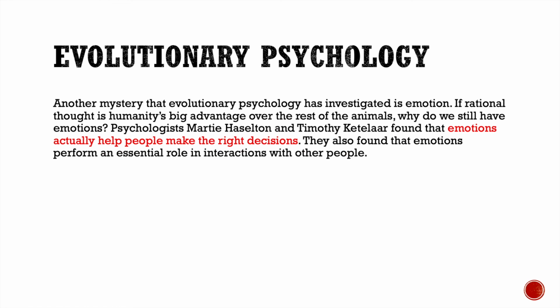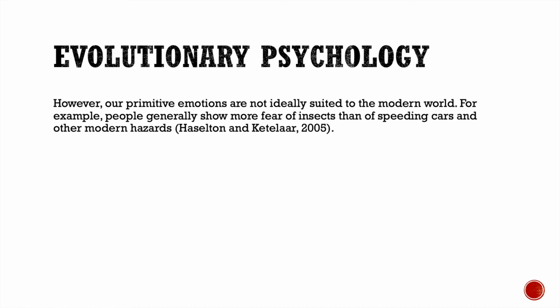Another mystery that evolutionary psychology has investigated is emotion. If rational thought is humanity's big advantage over the rest of the animals, why do we still have emotions? Psychologists found that emotions actually help people make the right decisions. They also found that emotions perform an essential role in interactions with other people. However, our primitive emotions are not ideally suited for the modern world. For example, people generally show more fear of insects than of speeding cars and other modern hazards.